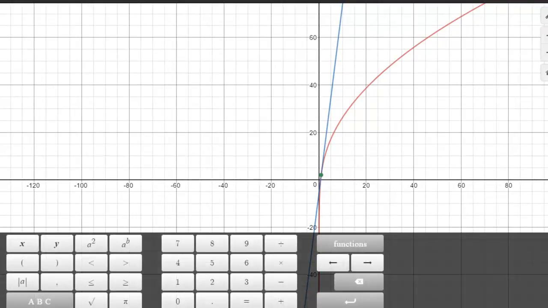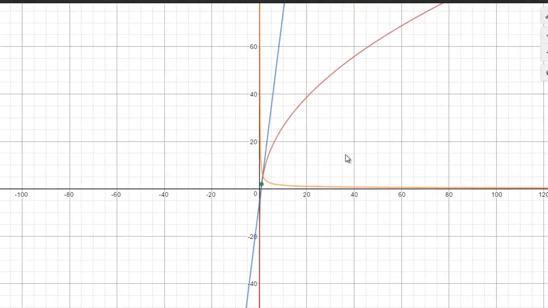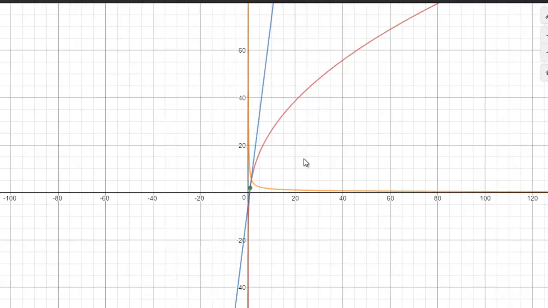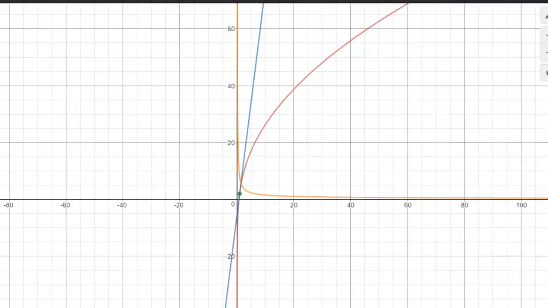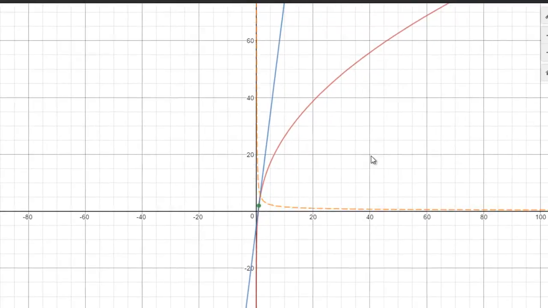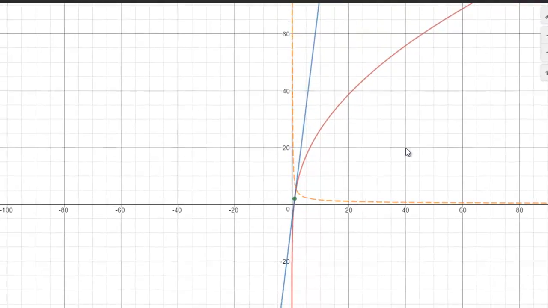I'll add something real fast for you. Let's look at another function. Right there. Now, what do you suppose that orange function is? That orange function, and here I'll make it dotted, is the derivative function. It's the graph of the derivative function.